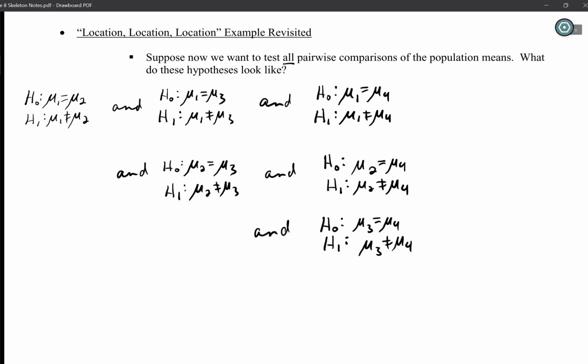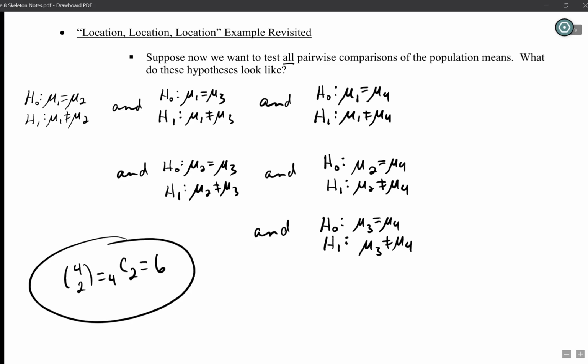We have 6, I may have misspoke. If I said 6 choose 2, I apologize. We have 4 choose 2. This is what I'm thinking about. 4 choose 2 turns out to be 6. Okay, we cover that in the binomial distribution. But anyway, there's 6 pairwise comparisons here.